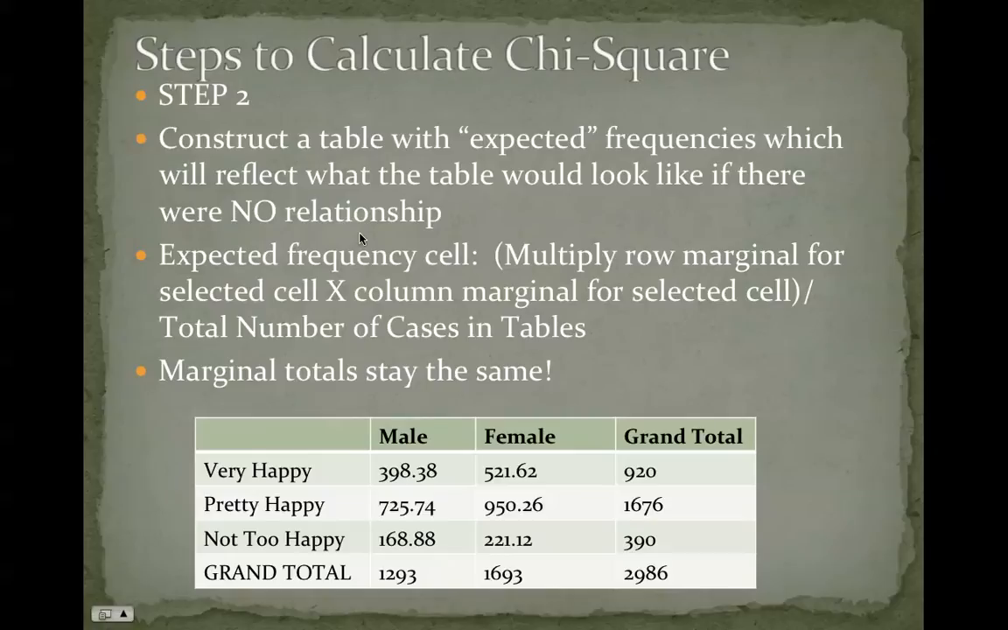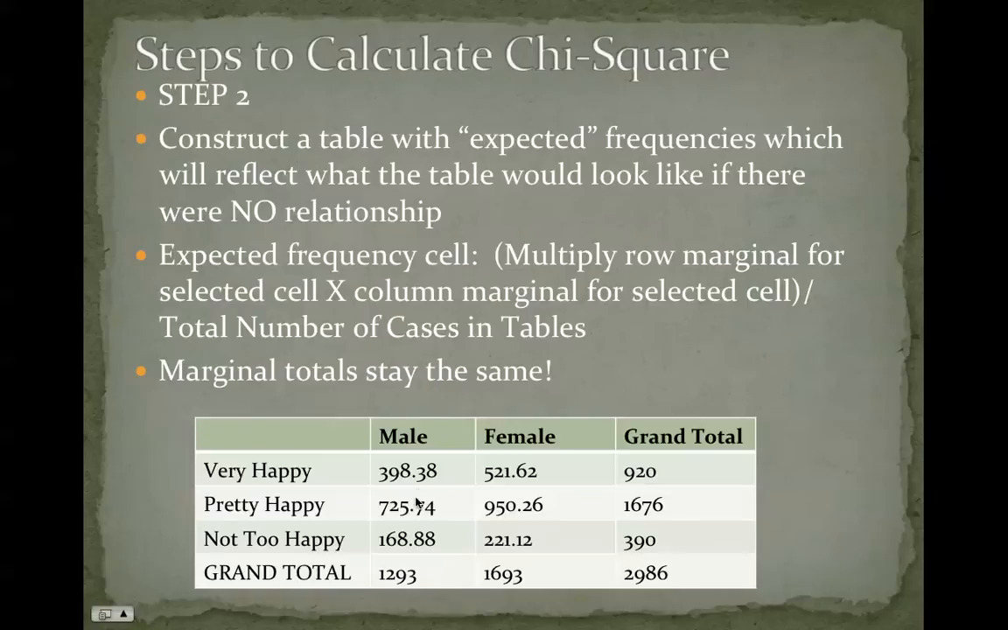So in order to start off with step two, what you really need to do is have a table with only your marginal totals and your sample size, and these inner 6 cells empty. It's easier to just do it that way. So to get 398.38, I would have done 920 times 1293, and then divided that value by my total sample size. And then for female not too happy, for example, I would take the marginal row total, 390, times 1693, and then divide that value by 2986.